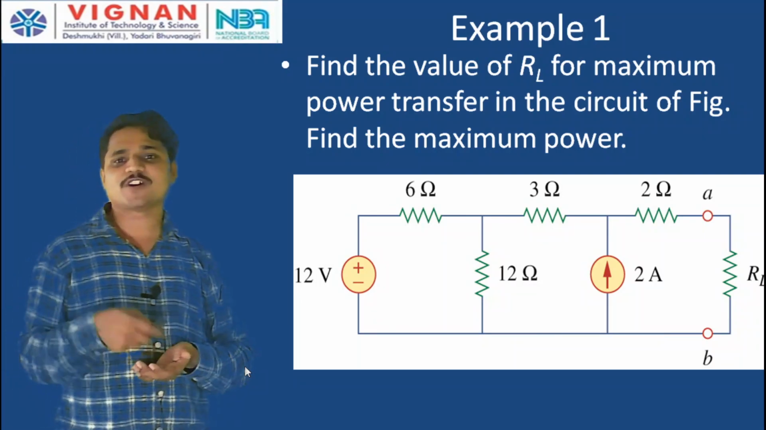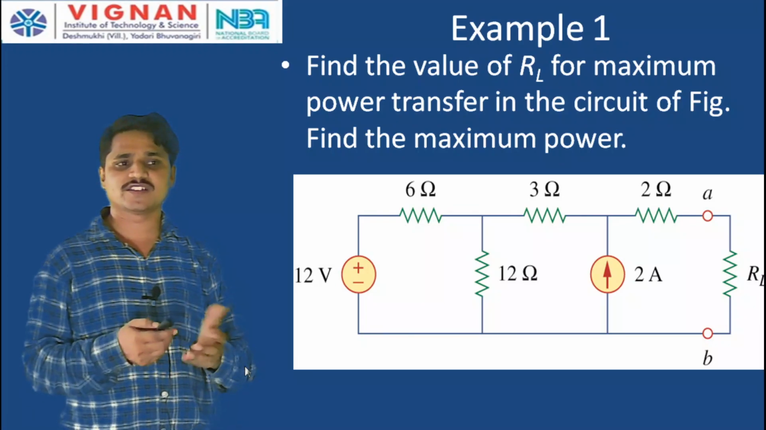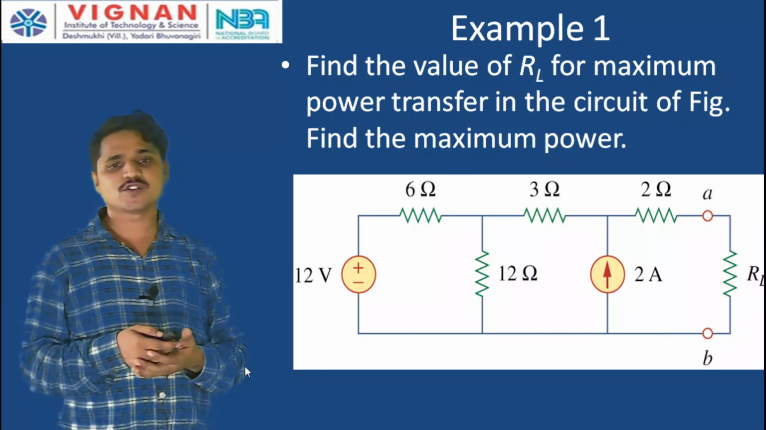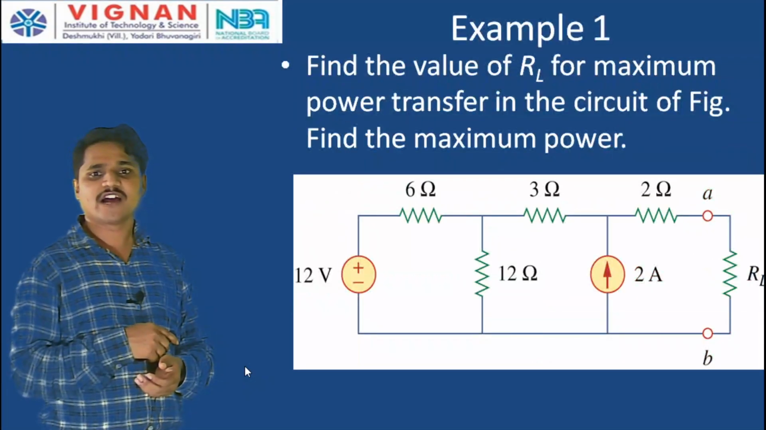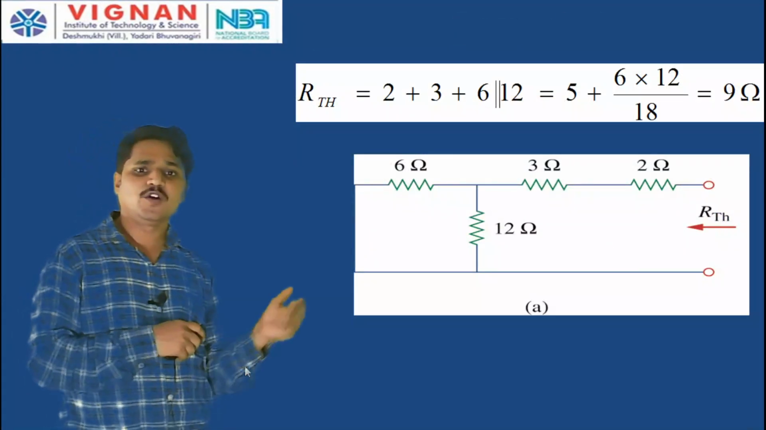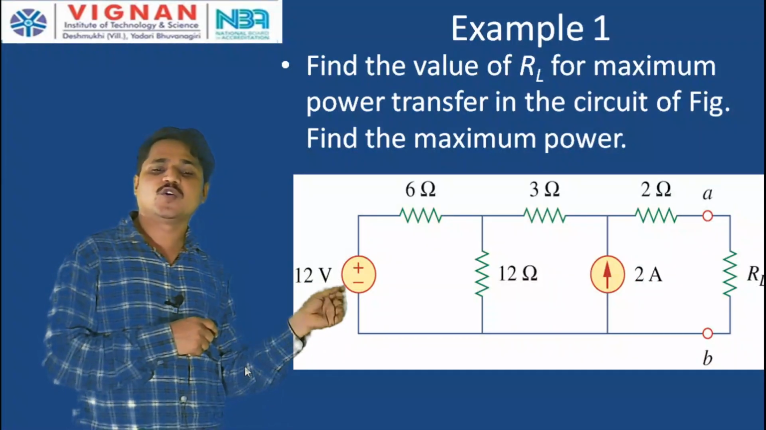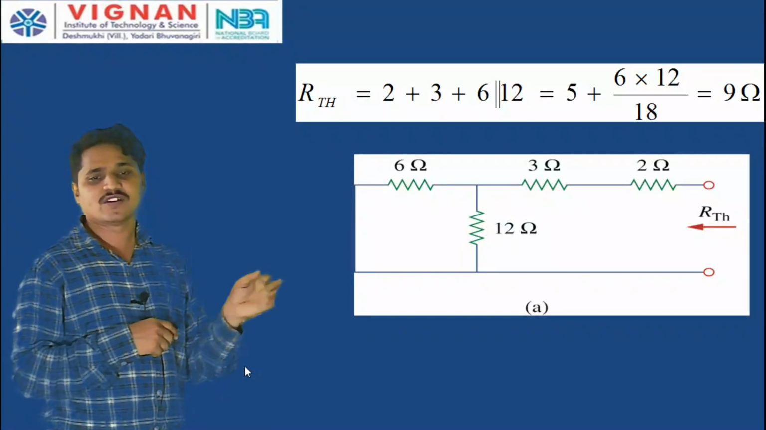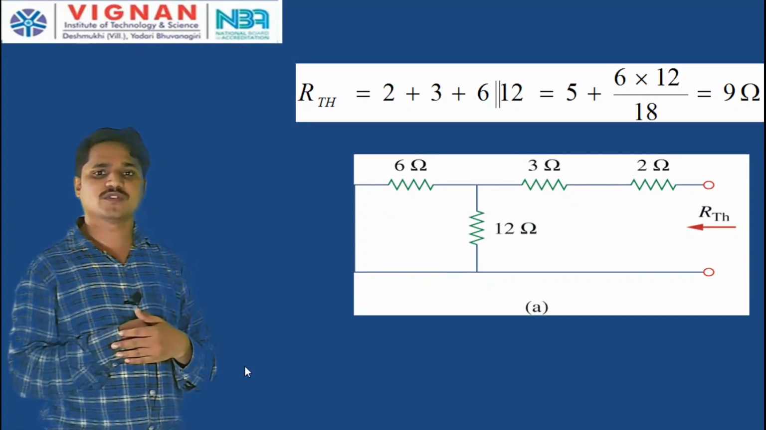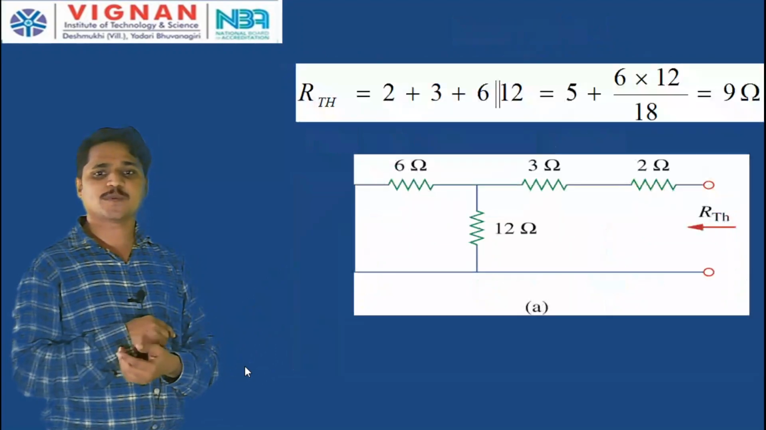If you are good at solving Thevenin equivalent circuits, Thevenin resistance and Thevenin's voltage, then it is easy to apply the maximum power transfer theorem. Here, I first have to find R Thevenin. To find it, make the independent sources 0. That means the voltage source is short circuited and the current source is open circuited. If you redraw the network, it has 6 ohms, 12 ohms, 3 ohms and 2 ohms. The 12 volt voltage source is short circuited and the 2 ampere current source is open circuited. So, this is the circuit.